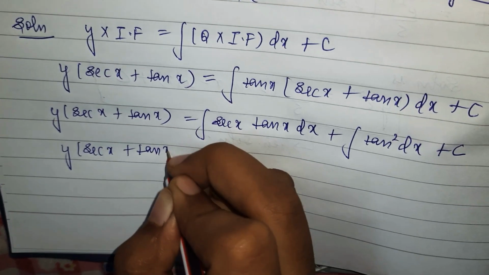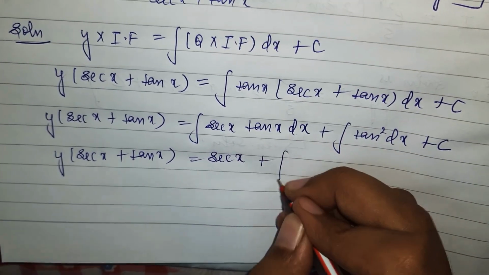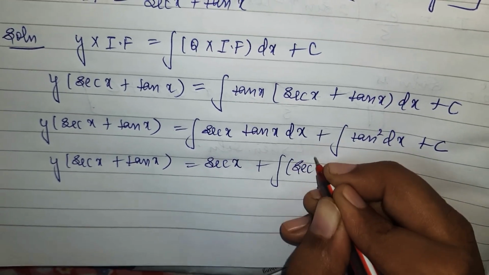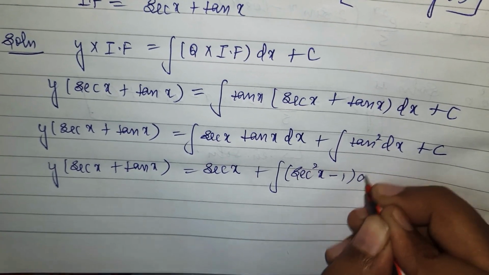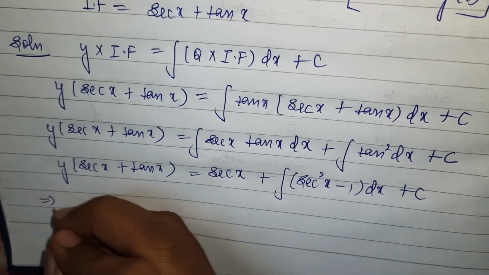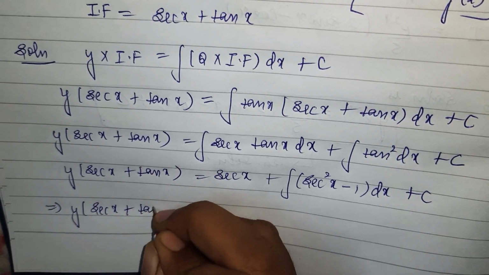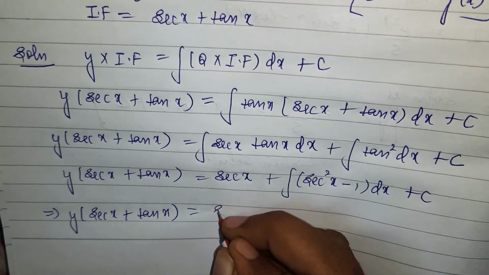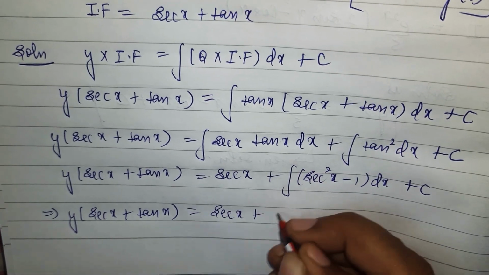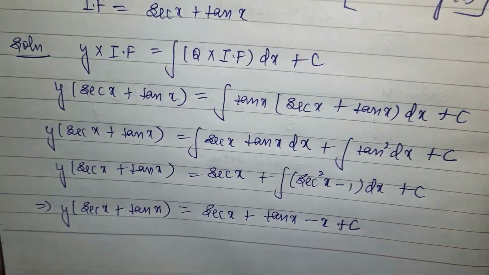So I am getting, this will become secant x, and for this I can do secant square x, this can be written as this. So now it's easy for the integration part. So the final answer you will be getting is y (secant x plus tan x) equals 10 times (secant x plus tan x minus x) plus c. Okay, come to the next question. Fifth and sixth are also easy.